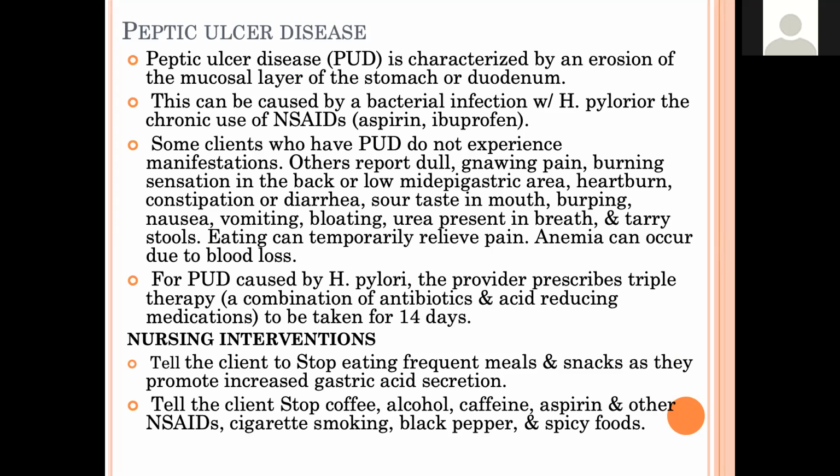Okay. With peptic ulcer disease, we have an erosion of the mucosa in the stomach, or if it's a duodenal ulcer, it's in the duodenum, that's in the small intestine. This can be the result of Helicobacter infection, or it can be the result of chronic NSAID use. Some clients who have this problem don't experience any symptoms, and others have a dull, gnawing pain, a burning sensation in the back or the mid epigastric area.